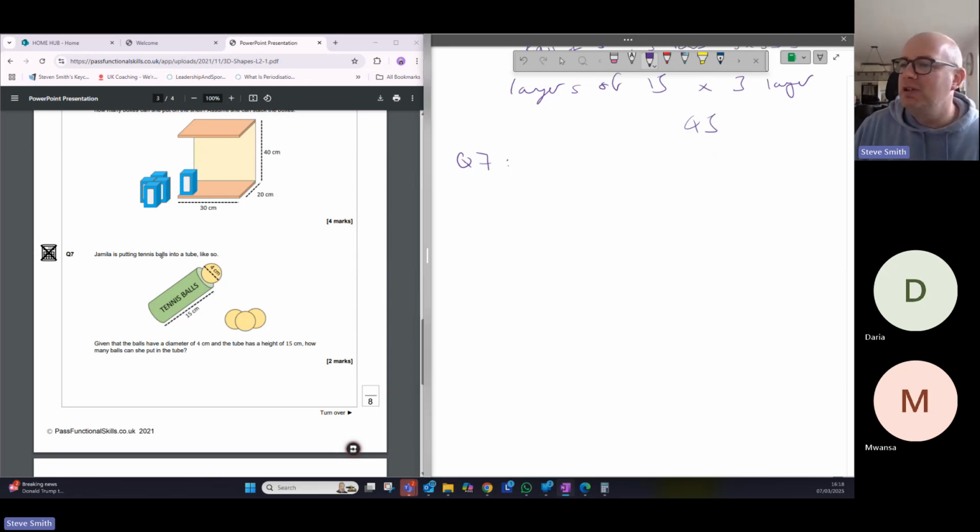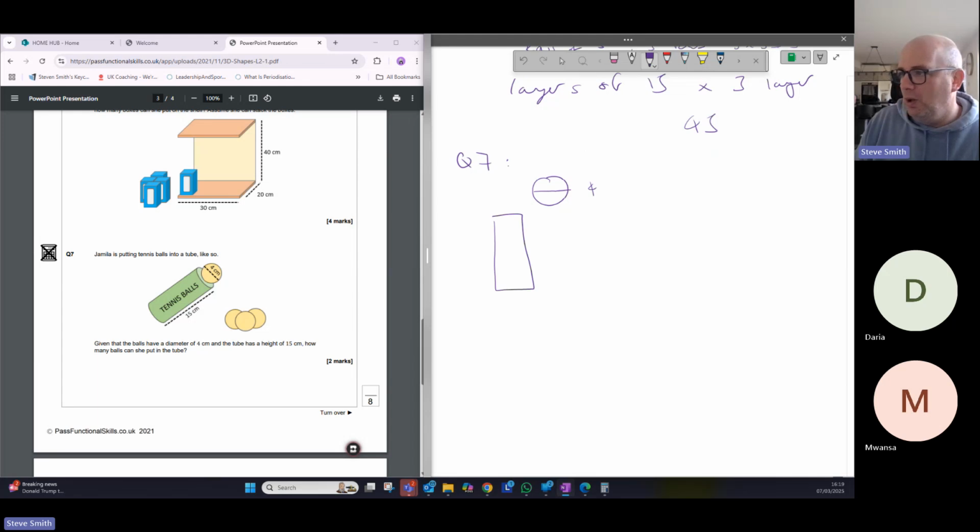Right, Jamelia is putting tennis balls into a tube like so. That doesn't need that bit at the end. Given the balls have a diameter of 4 centimeters and the tube has a height of 15 centimeters, how many tennis balls can she fit in a tube? Well, if we've got a tennis ball and it's got a diameter of 4, it's a sphere. So whichever way we look at it, it's going to be 4 centimeters wide. Doesn't matter.